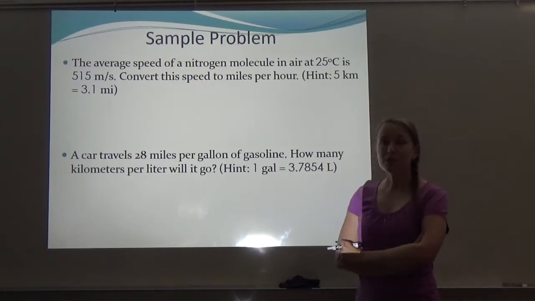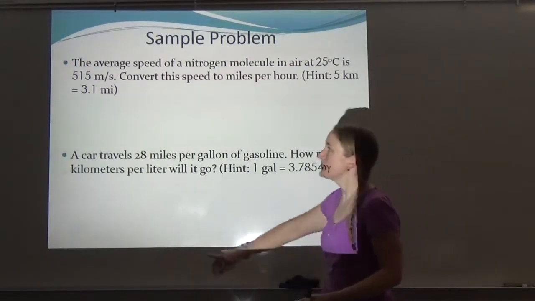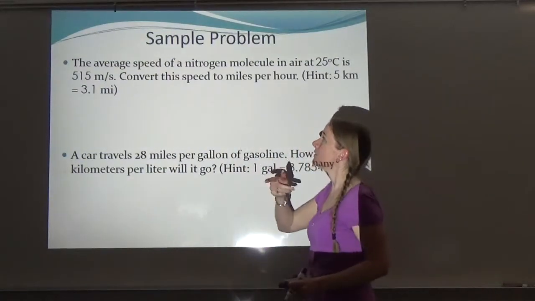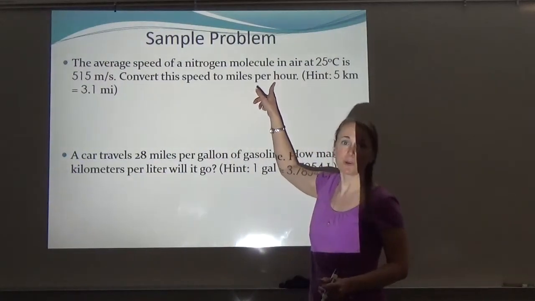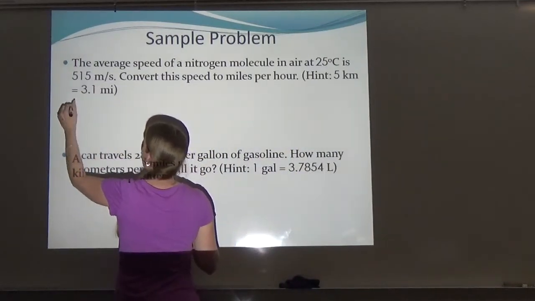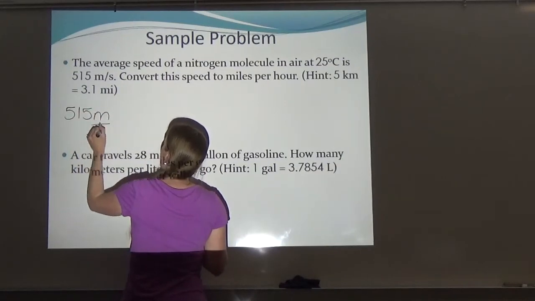All right, so now I'm going to show you how to convert a double unit. By a double unit, I mean, see how it's meters per second? There are 2 units, and we need to convert both of them. We need to get to miles per hour. All right, so let's start with what we know. So we know we have 15 meters per second.